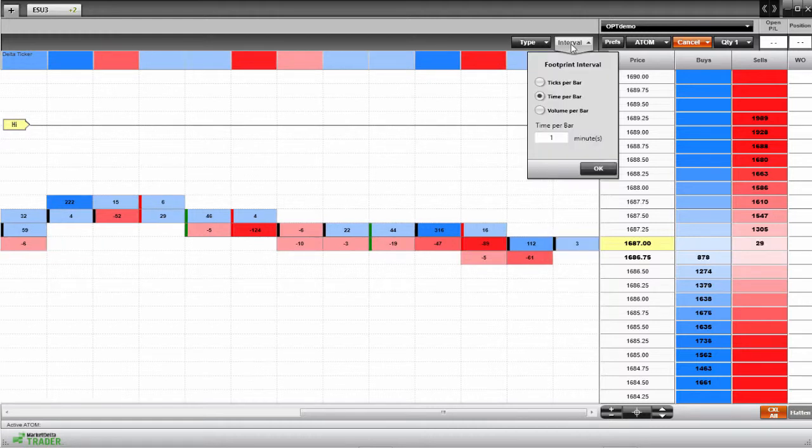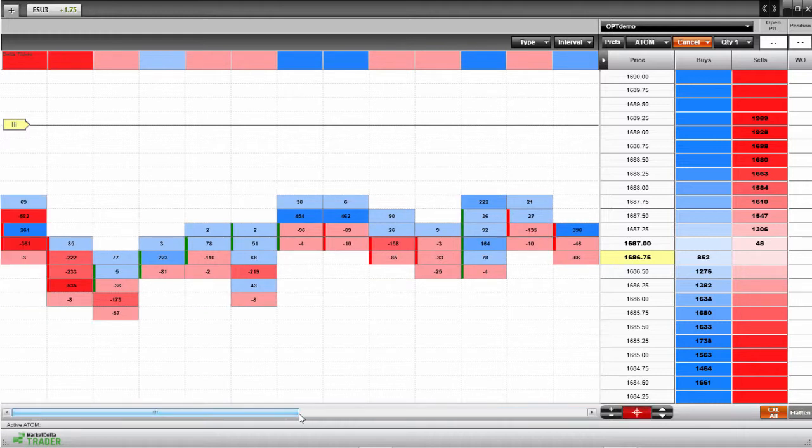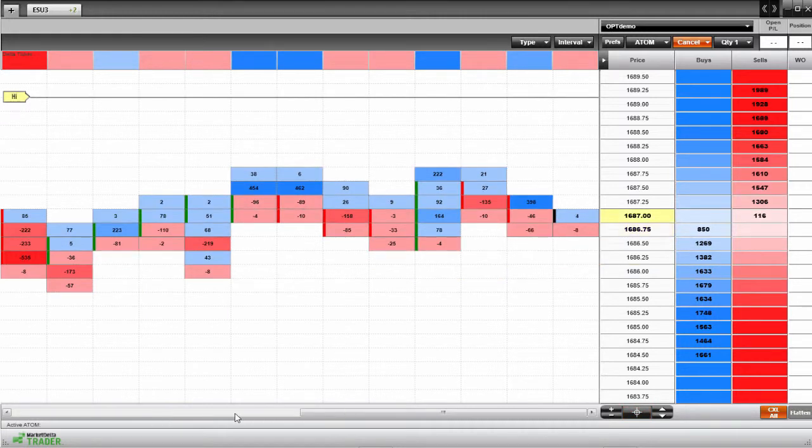So if we wanted to adjust that, for example, maybe I wanted to view something like 5 minutes, we can actually just type in 5 here and select OK. And now we see the footprint columns for each of these intervals, and these are all 5-minute intervals. So you see this column would be 5 minutes, this column would be another 5 minutes. Within those 5-minute intervals, we get to see the volume delta counts for each of those price points.